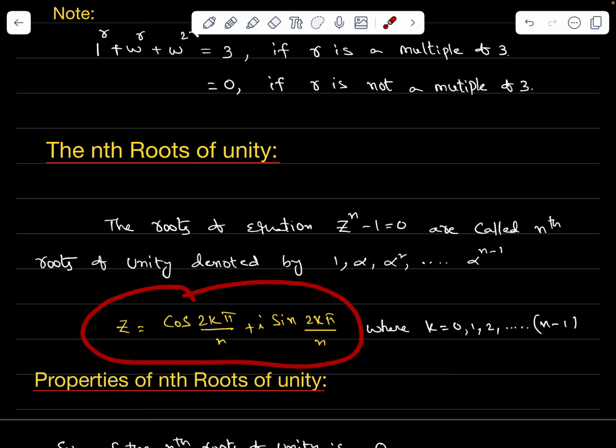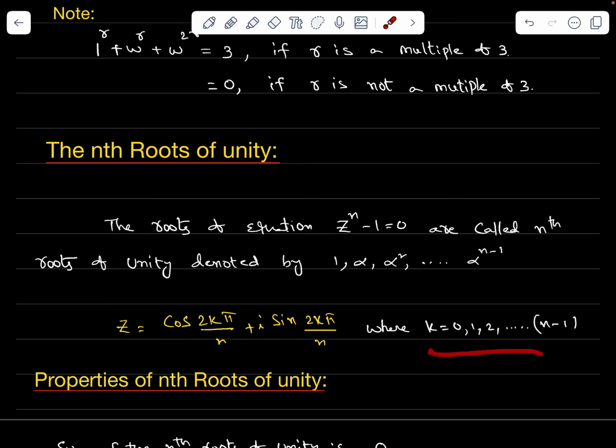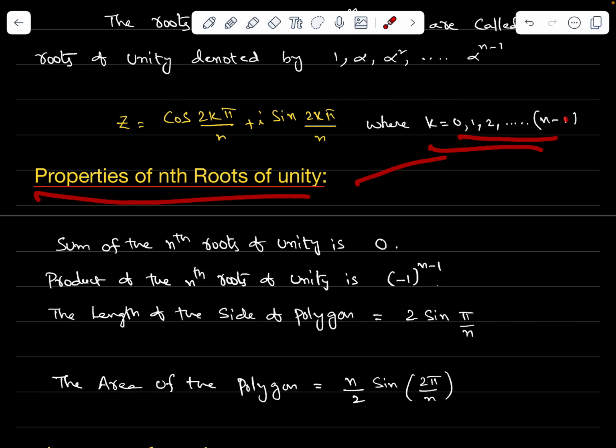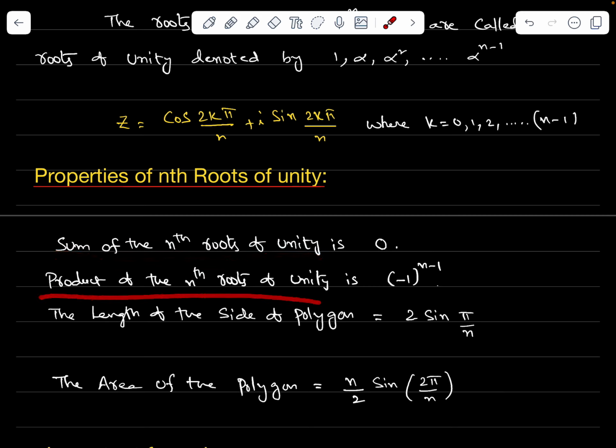The value of z is equal to cis 2kπ/n, meaning cos(2kπ/n) + i sin(2kπ/n), where k = 0, 1, 2, 3, and so on up to n minus 1. Properties of nth roots of unity: the sum of the nth roots of unity is equal to 0. The product of the nth roots of unity is equal to (-1)^(n-1).